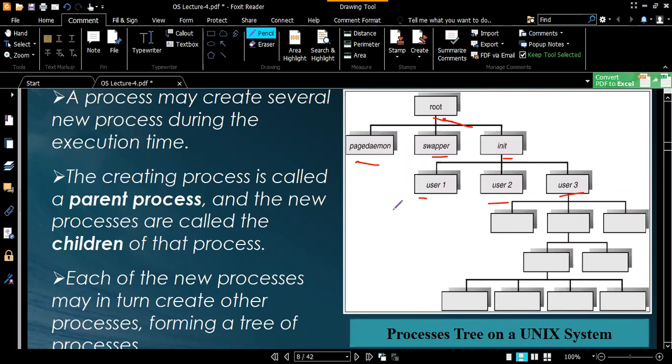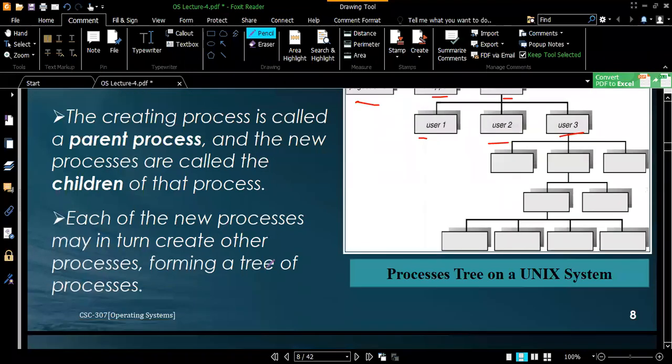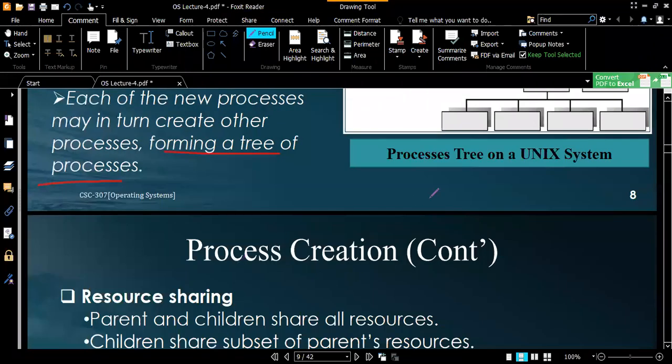So this is just like the human parent theory. Your parents are like your father and mother, and their parents are like your grandfather, and so on. So each process has its creator or parent process, and it may in turn create other processes, forming a tree of processes. So basically from one process you can create other processes, and those processes can create many more. In this way it can go on.